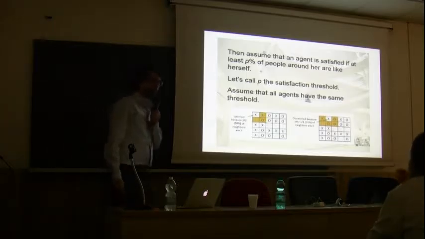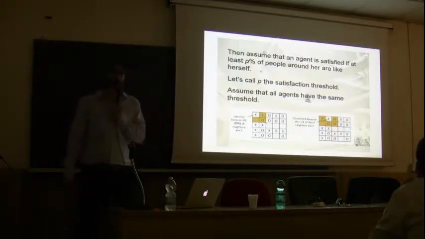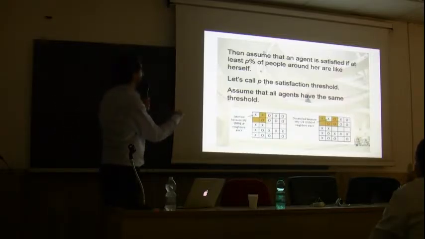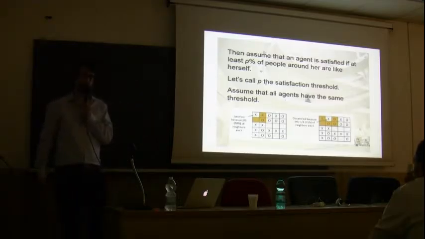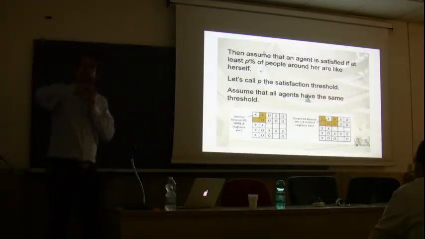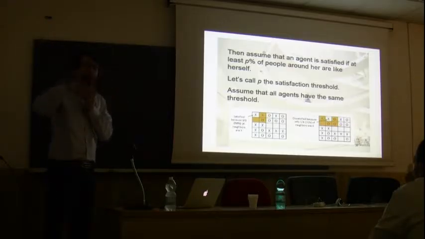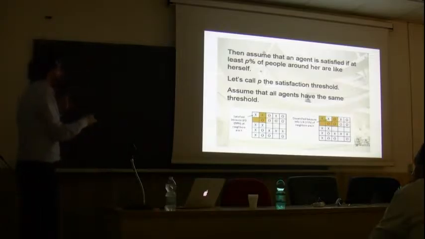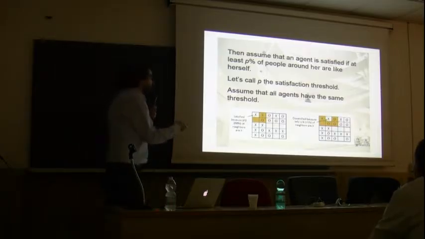And now we assume that people are very simple. They have a simple satisfaction rule. They are satisfied if at least a certain percentage of people around them are of the same kind. A part of what you can do in the online tool is you can change that percentage, and you see how the segregation pattern depends on that percentage. So let's call P the satisfaction threshold. And then also assume that all agents have the same satisfaction threshold.